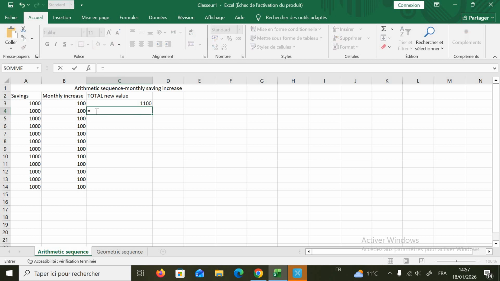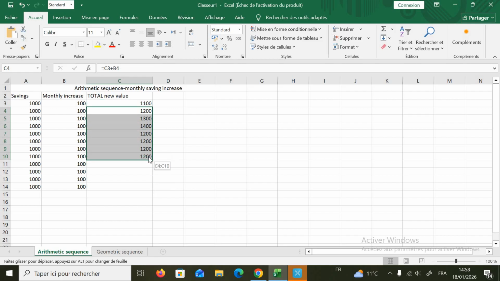For the second month, we took the total new value with the same monthly increase of 100. That means 1,100 plus 100. Then we press enter, and we can go over all these values. At the end, we have a total value of 2,200.